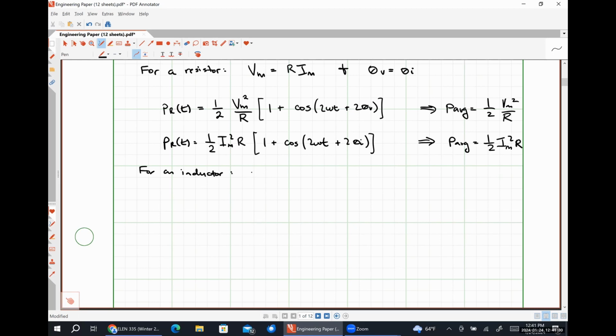For an inductor, we know that the magnitude of the voltage is equal to omega L times the magnitude of the current. And we also know that theta V is equal to theta I plus 90 degrees. So the instantaneous power absorbed by an inductor in terms of the voltage, we're going to have the voltage by itself. And obviously, we can just rearrange this relationship right here and say that our current Im is equal to Vm divided by omega L. So that's going to look like Vm squared over omega L.